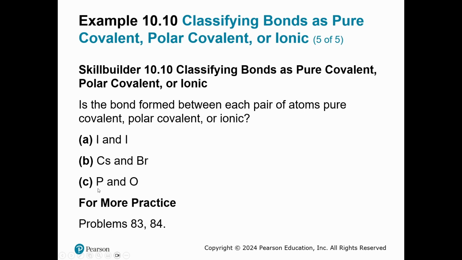It's ionic. Phosphorus and oxygen, little bit of difference between them. We have about a 1 electronegativity difference between them, or delta EN. And this is going to be what we would call polar covalent.